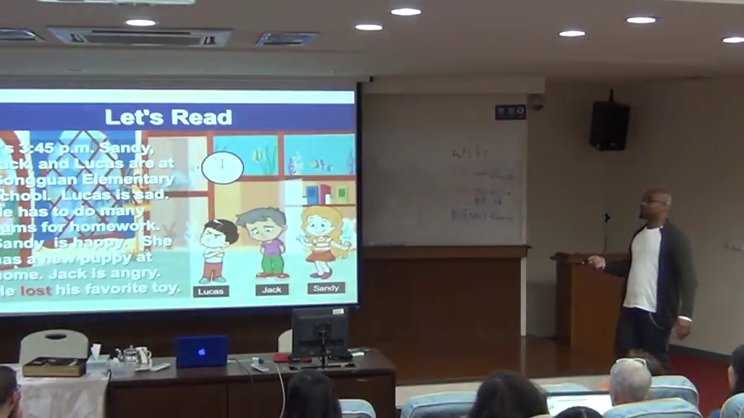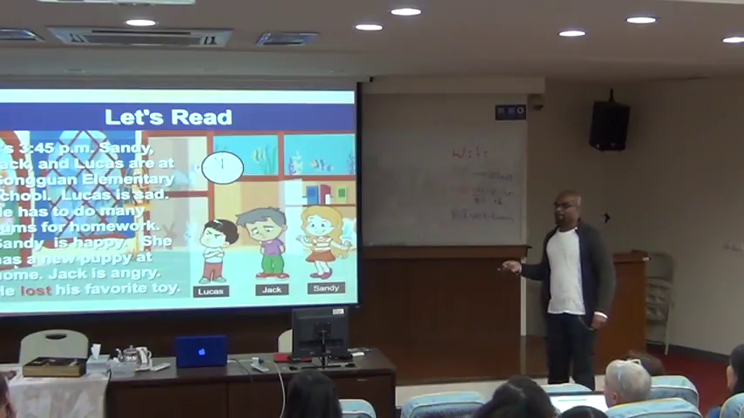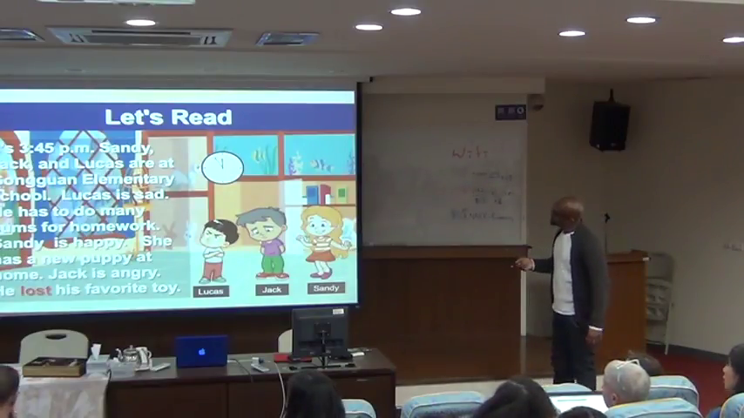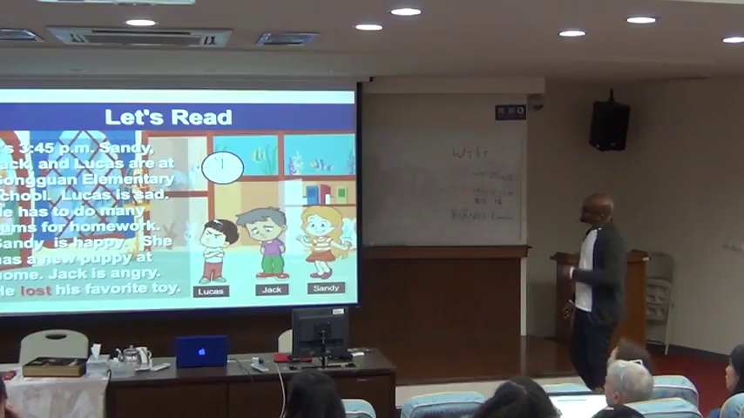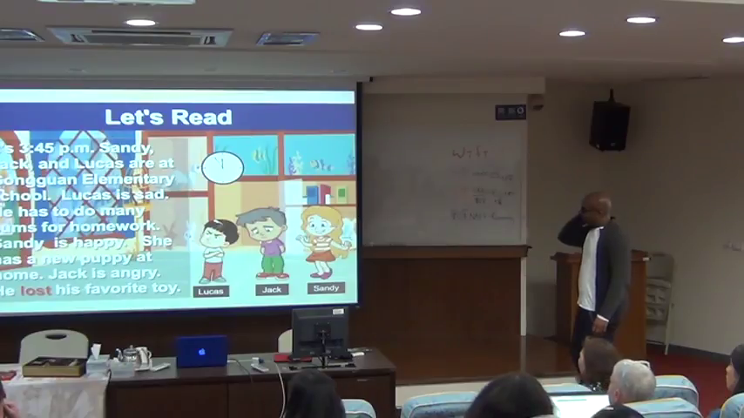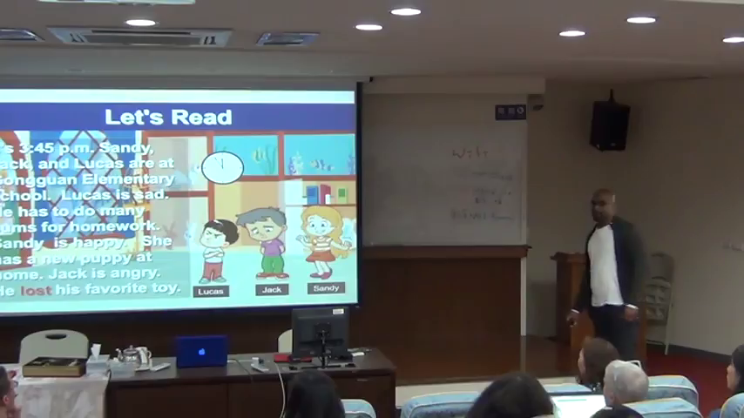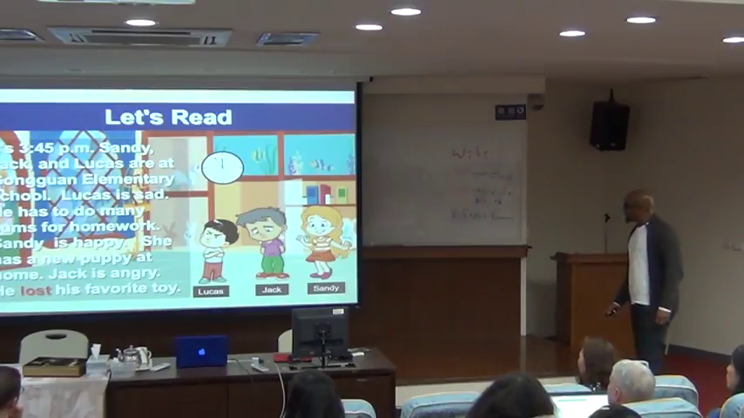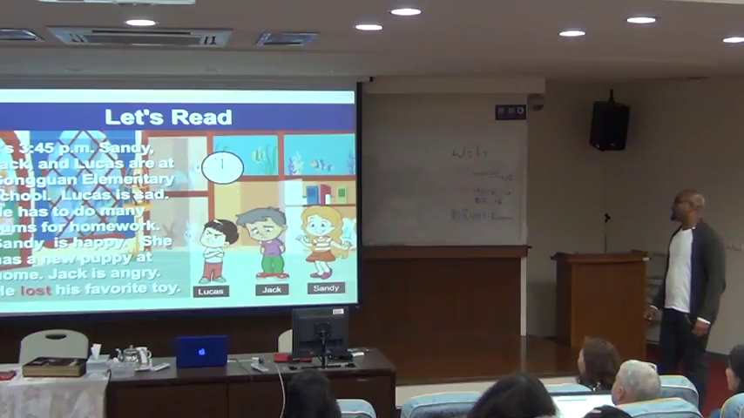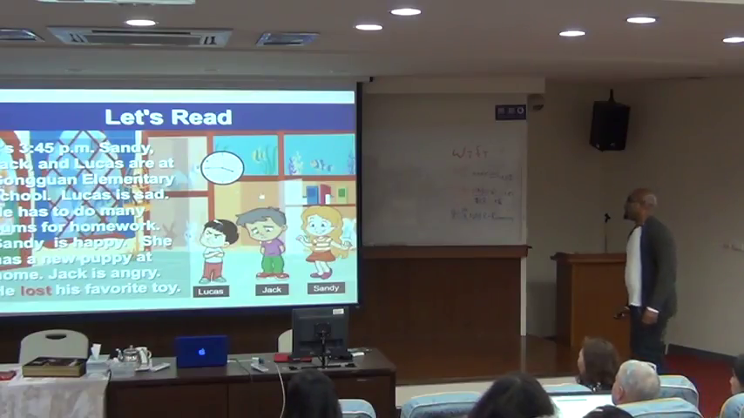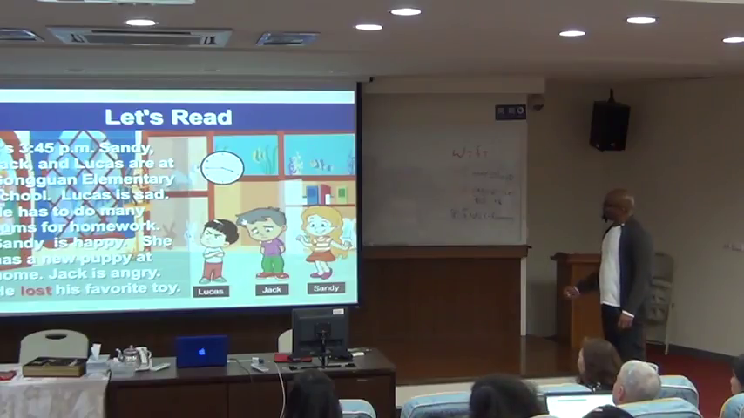Okay, so can I get a volunteer? Let's read. Sure. It's 3:45 p.m. Sandy, Jack, and Lucas are at Gongwan Elementary School. Lucas is sad. He has to do many sums for homework. Sandy is happy. She has a new puppy at home. Jack is angry. He lost his favorite toy. Okay, the question is what's wrong? Jack is sad. Okay. That's 3:45. So you change your time. Okay, Jack is sad. So who's Jack?